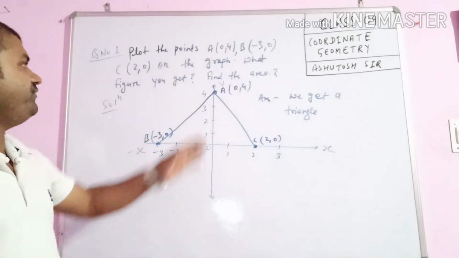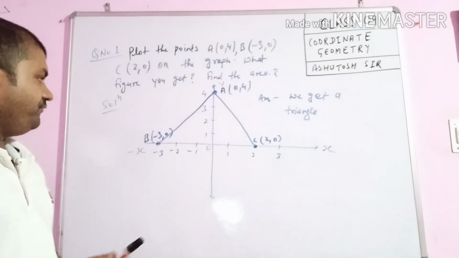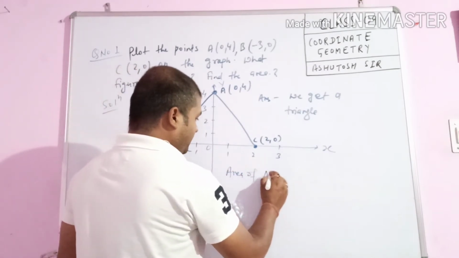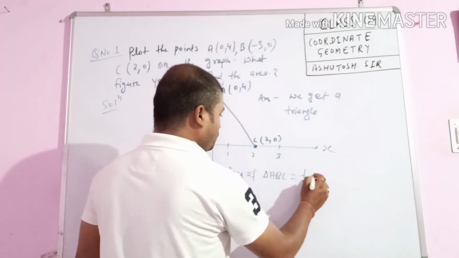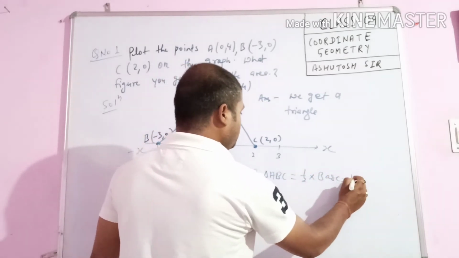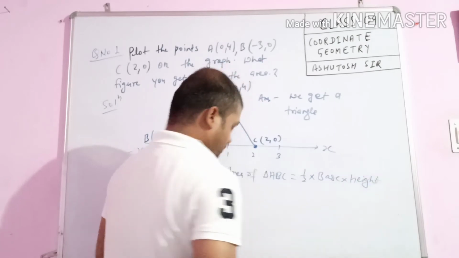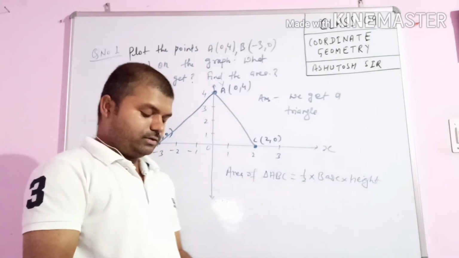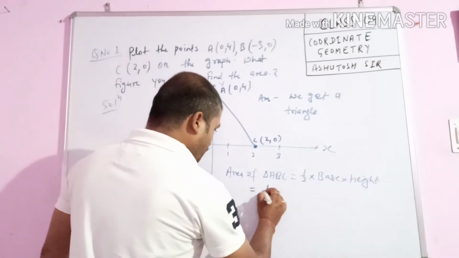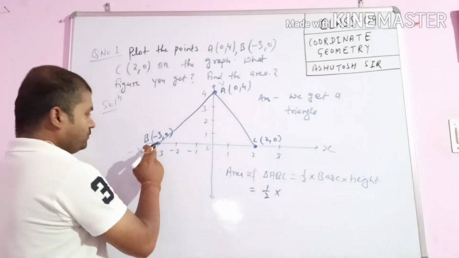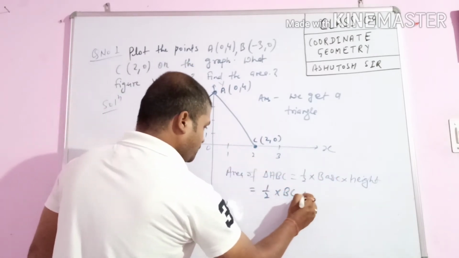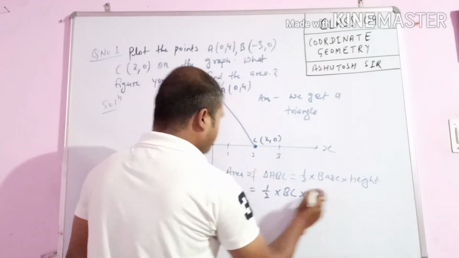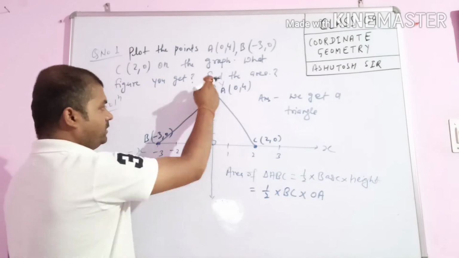And the second part is to find the area of that figure. Okay. Then the area of triangle ABC is 1/2 base into height. According to the formula of area, we use 1/2 base into height. Then find the area of the triangle. The base is BC and the height is OA, the perpendicular height. That means OA.